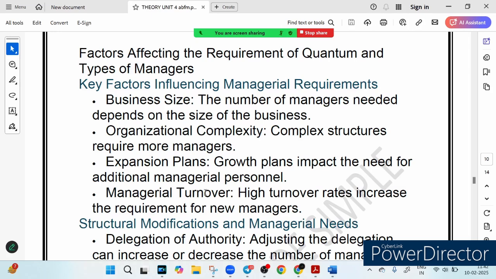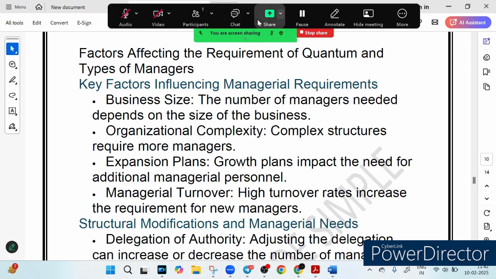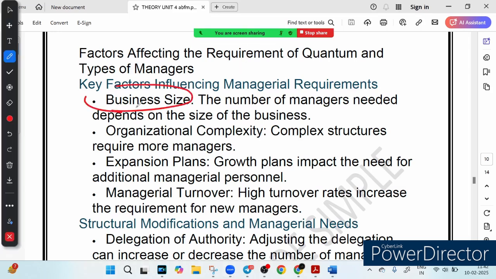Friends, here we are talking about factors affecting the requirement of quantum and types of managers. So first thing is business size. This is the key factor that influences managerial requirement. What is the meaning of business size? Bigger corporations need more managers. It is as simple as a small shop versus a big shopping mall. The larger the business, the more managers required to oversee the operations. So the number of managers needed depends on the size of the business. That is the key point.